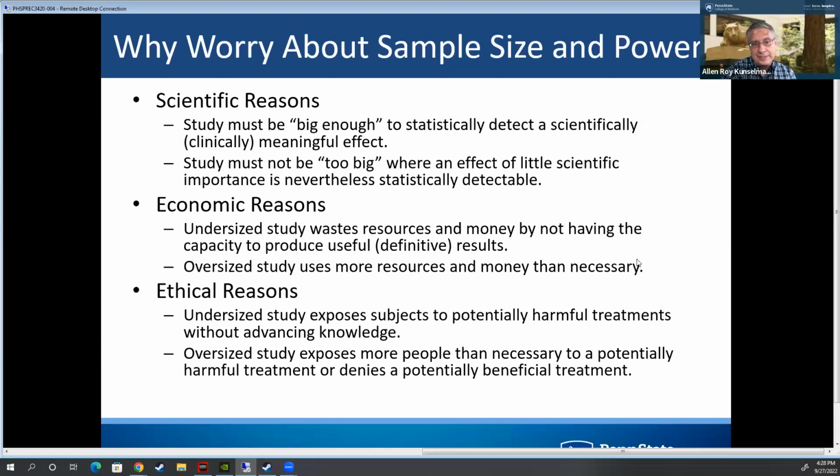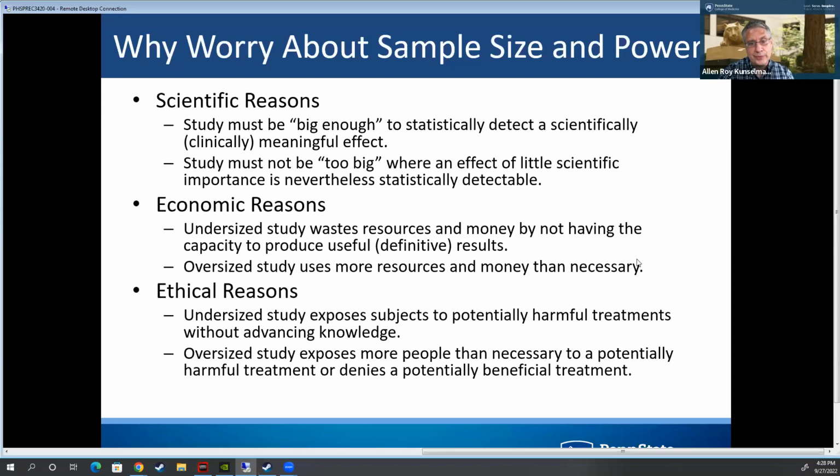There are economic reasons. An undersized study wastes resources and money by not having the capacity to produce useful or definitive results. An oversized study uses more resources and money than necessary. So you don't want to pay for a lot of researchers' time or coordinators' time recruiting subjects if they're not really needed. And then there are ethical reasons.